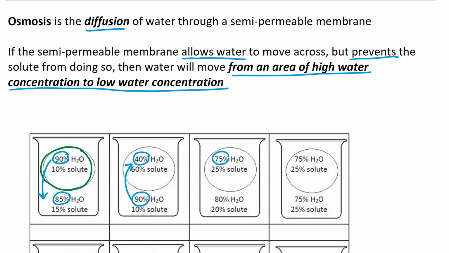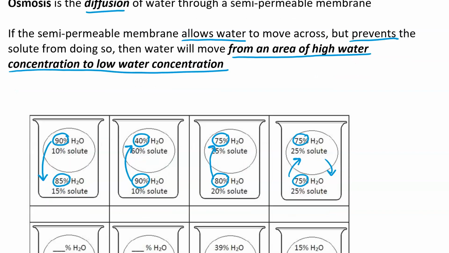The next beaker, 75% water concentration versus a solution of 80% water concentration. Water's going to move high to low. In the next beaker, the water concentration inside the cell and outside the cell are the same. So on a net basis, there is no water movement, or you can say water moves inside the cell and water moves outside the cell at the same rate.